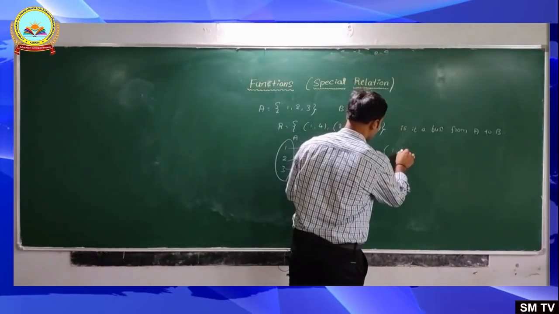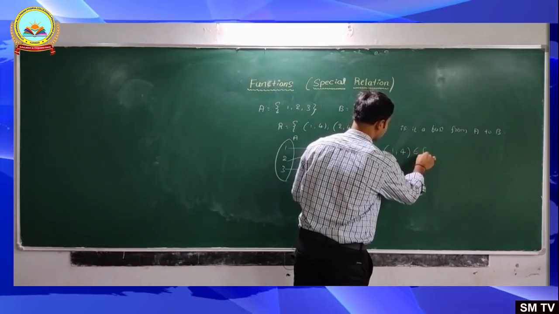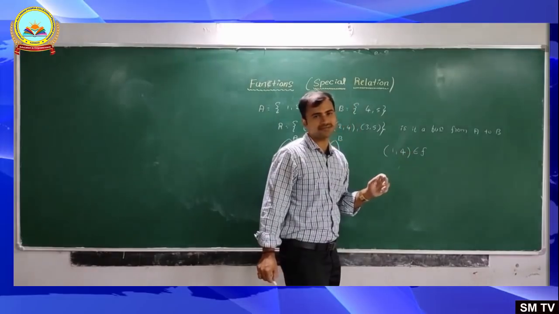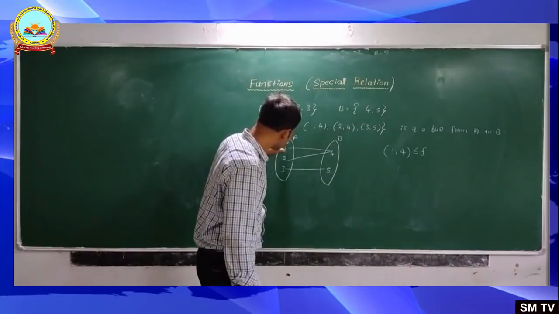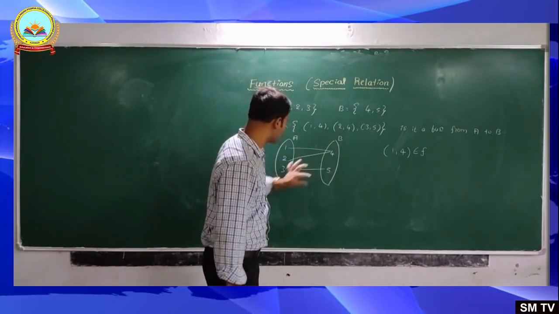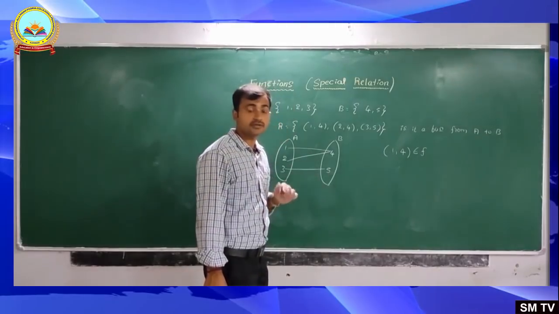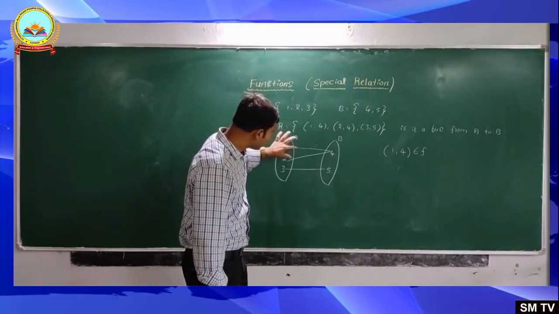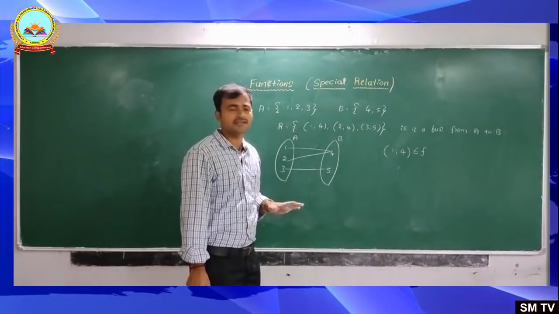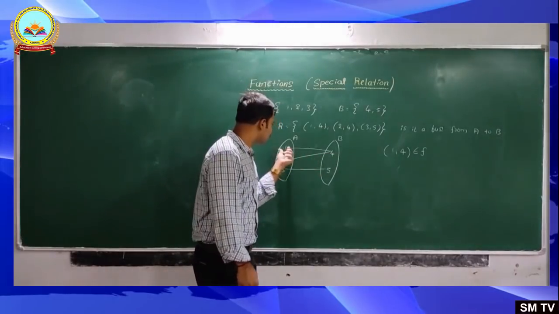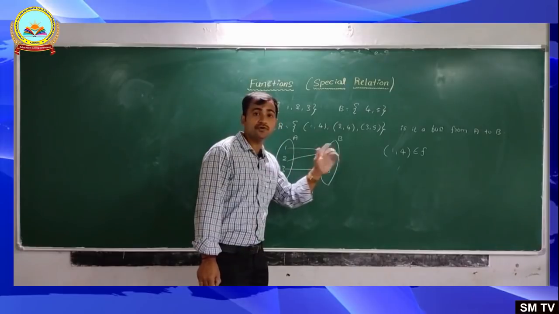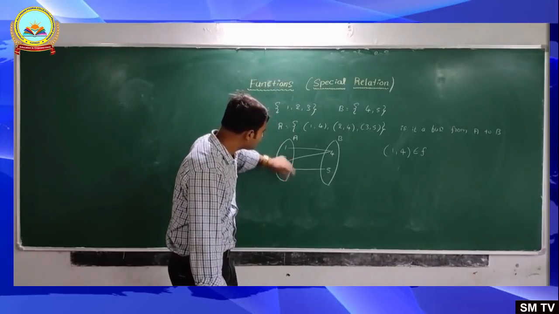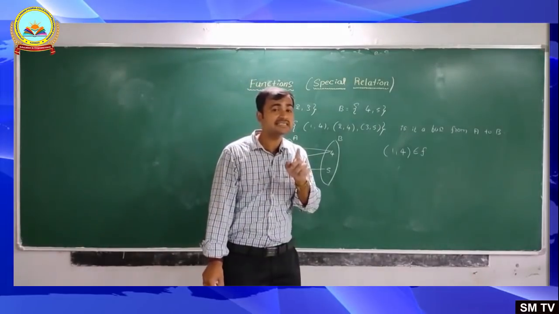If the ordered pair (1, 4) belongs to a function, then 1 is the pre-image of 4 and 4 is the image of 1. Now, the image of 1 is 4, the image of 2 is 4, the image of 3 is 5. Every element in set A has one and only one image in set B. This 1 connects to 4, 2 connects to 4, no problem.